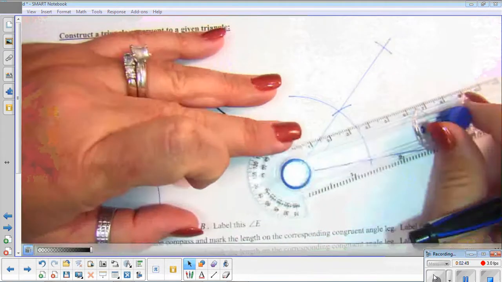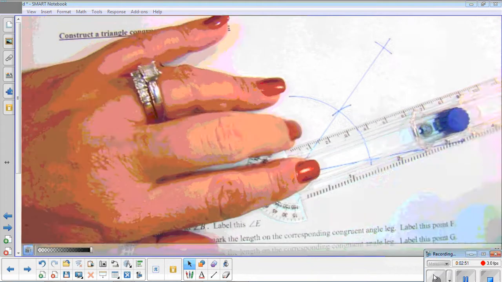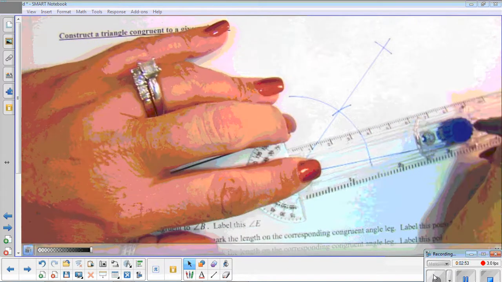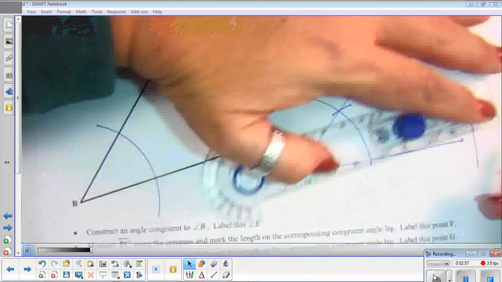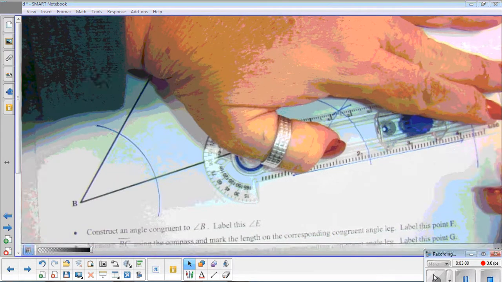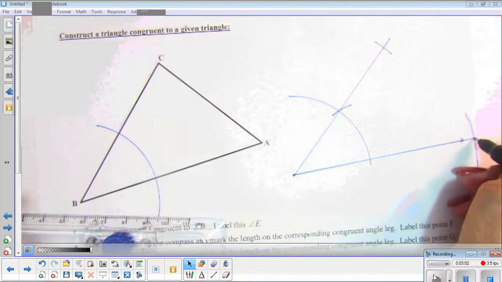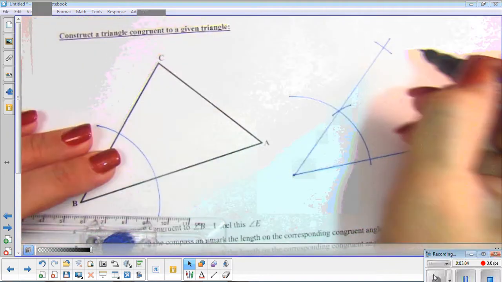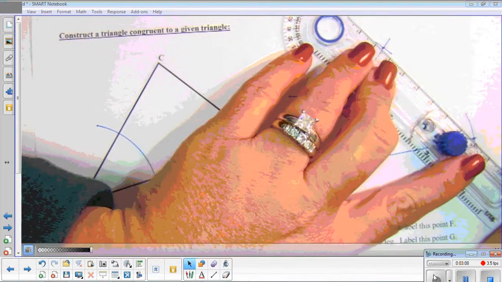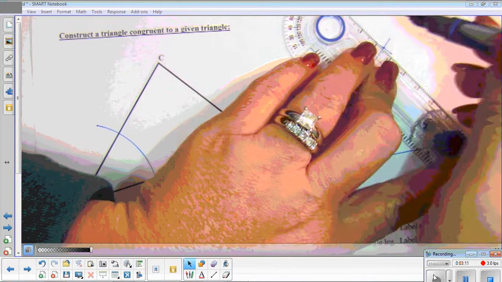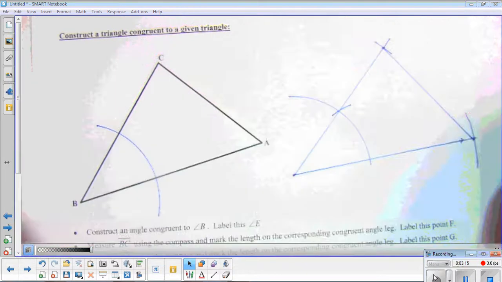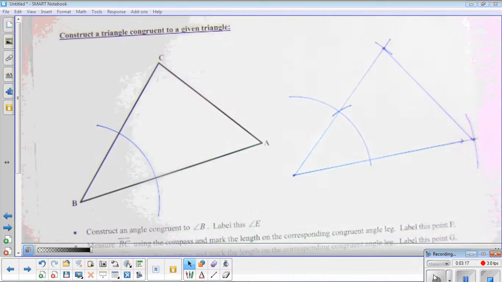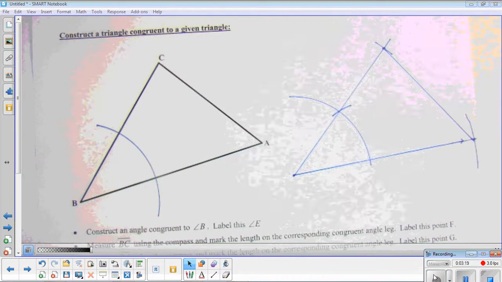So I'm going to come over here, put my crosshairs down, and mark off how far that is. I didn't quite make my ray long enough, so I'm just going to extend that length out. Where that crosses is one end point. I have my end point at the top. Connect those two end points together. And when I connect those two end points together, that will give me my triangle congruent to the original triangle.